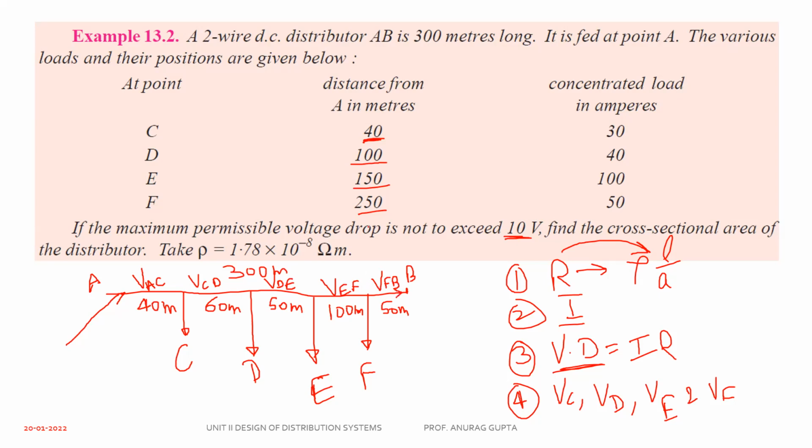But in the FB section, the voltage drop will be 0 because the current will be 0 here. Now they have given that the total voltage drop must be less than or equal to 10 volts. So ultimately VAC plus VCD plus VDE plus VEF must be equal to 10 volts. Clear? That is given. Equation number 1 we can apply from here. Now what is VAC? That is the resistance of this section RAC into IAC.